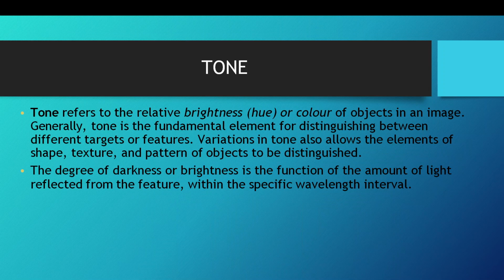Next, the concept of tone in imagery. Tone refers to the relative brightness, hue, or color of objects in an image. It is a crucial element for distinguishing different features or targets. Variation in tone helps identify shapes, textures, and patterns in images. The degree of darkness or brightness is determined by how much light a surface reflects within a specific wavelength. In similar terms, tone helps us visually differentiate objects in an image based on their lightness, darkness, or color.